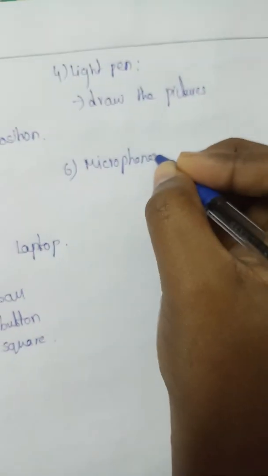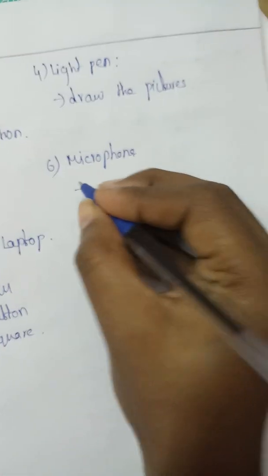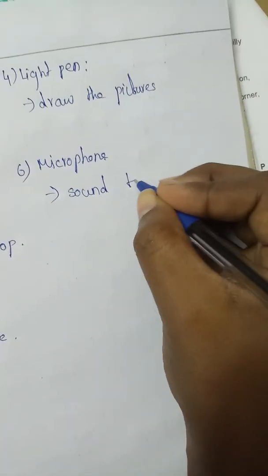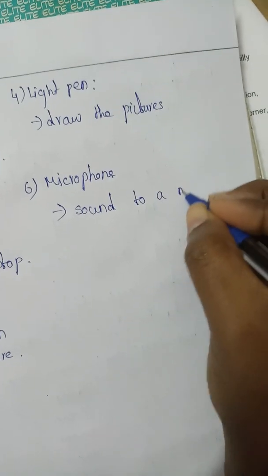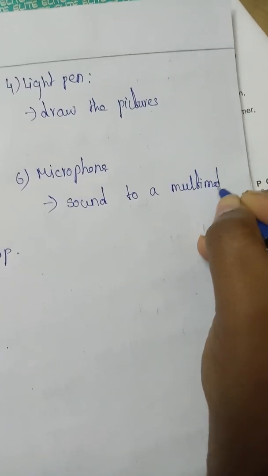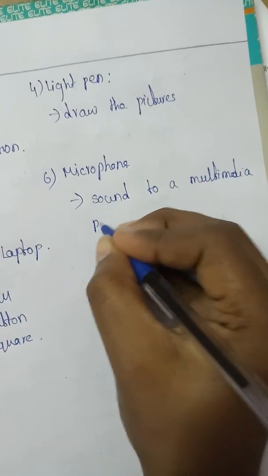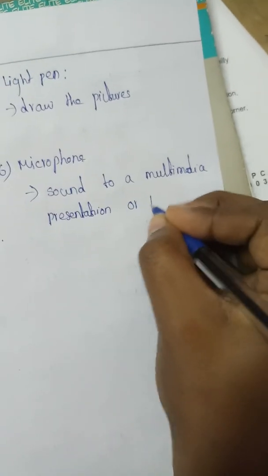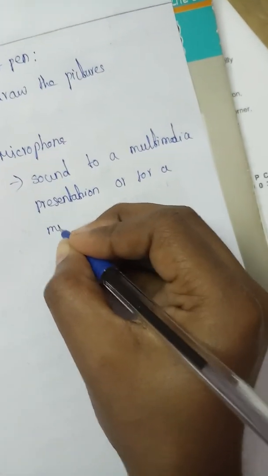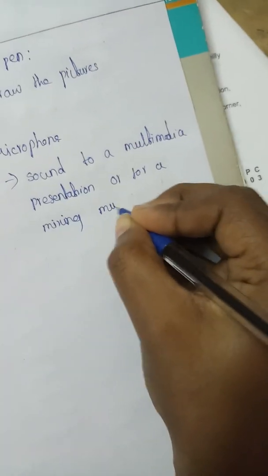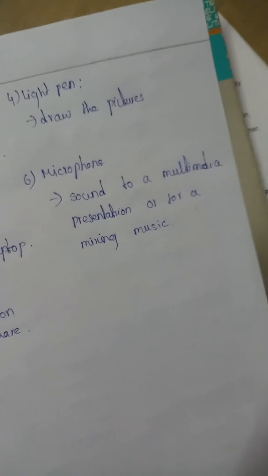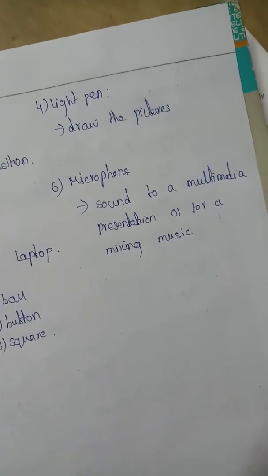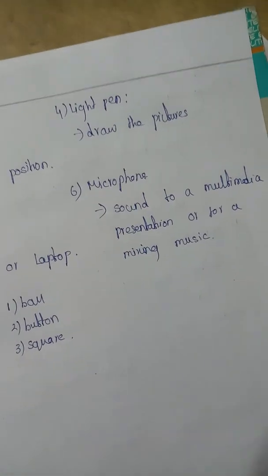The sixth one is the microphone. It is used for adding sound to a multimedia presentation, or for mixing music. A microphone is just a mic. In a computer or laptop, it is very small in size.